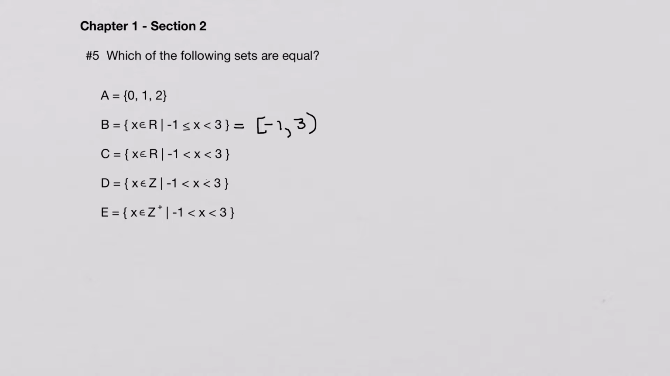But I know that a number such as -0.7 is an element of set B because it's in that range from -1 to 3. All right. Now let's take a look at set C.